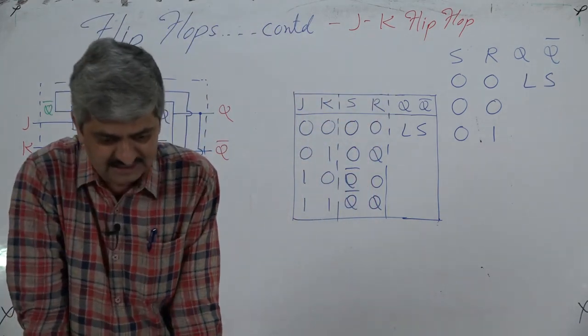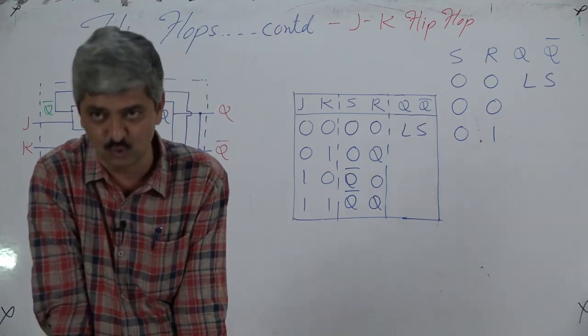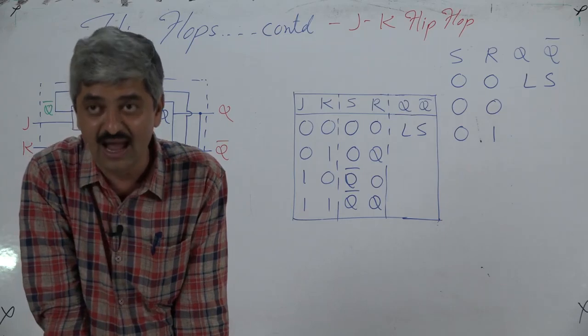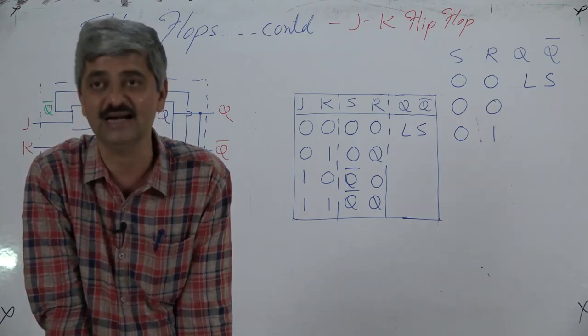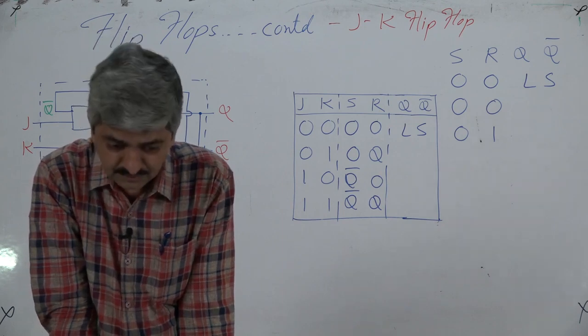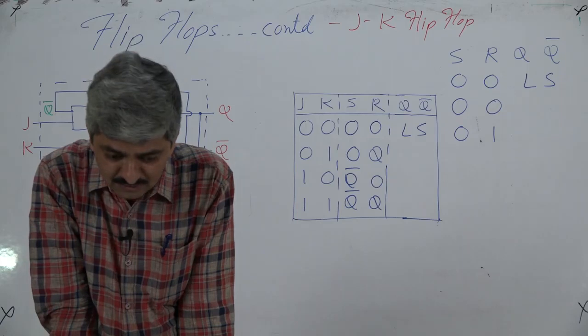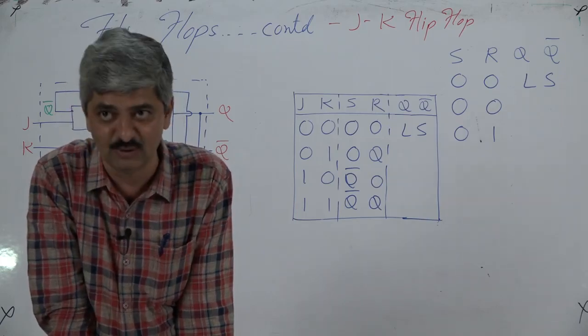When I have got J equal to 0 and K equal to 1, it leads to S equal to 0 and R equal to Q. What is Q? Current output. Now, if current output is 0, then R will be 0. If current output is 1, R will be 1.